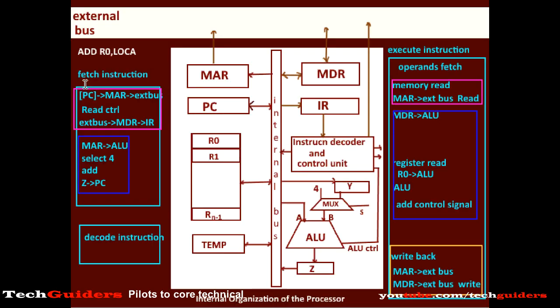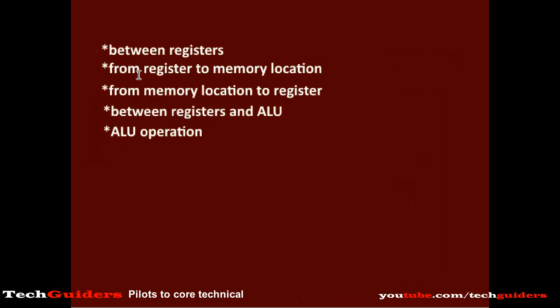So consider our example. First of all, the instruction has to be fetched. For that, the address of the instruction, which is available on the program counter, has to be moved to the memory address register. That means the content of the program counter should be transferred to the memory address register. This is a register to register data transfer, or a data movement between the registers.